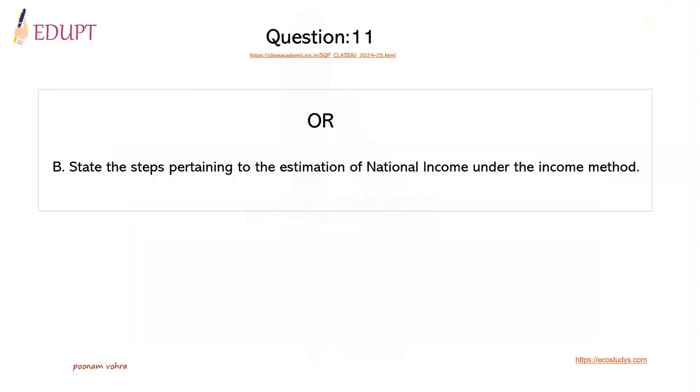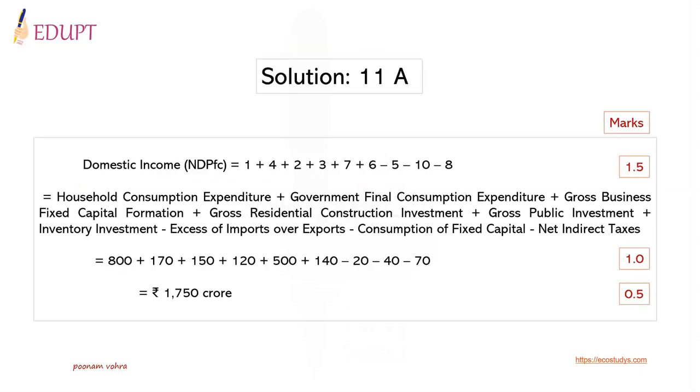For question 11, either you solve the numerical or answer this question, that is, state the steps pertaining to the estimation of national income under the income method. Let's have a look at the solution of numerical first. This is a numerical based on the expenditure method. So, have components of expenditure method in mind. You need to find here NDP at factor cost, that is domestic income.